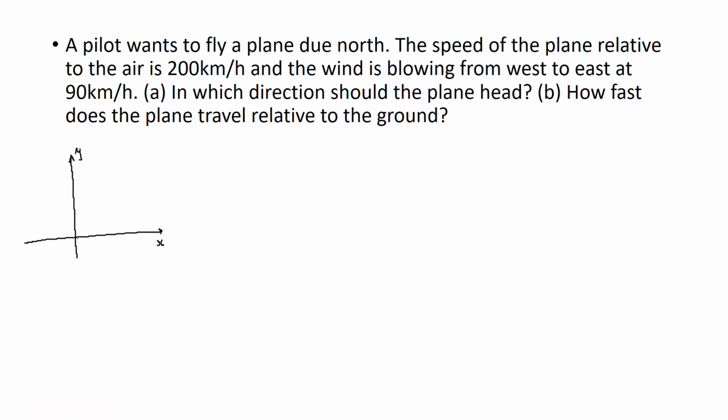So the wind, we know, goes from west to east. So this would be more or less like this. This would be the wind. Okay, now we know that we want to fly due north. That means we want to do this over here. This would be the desired thing.